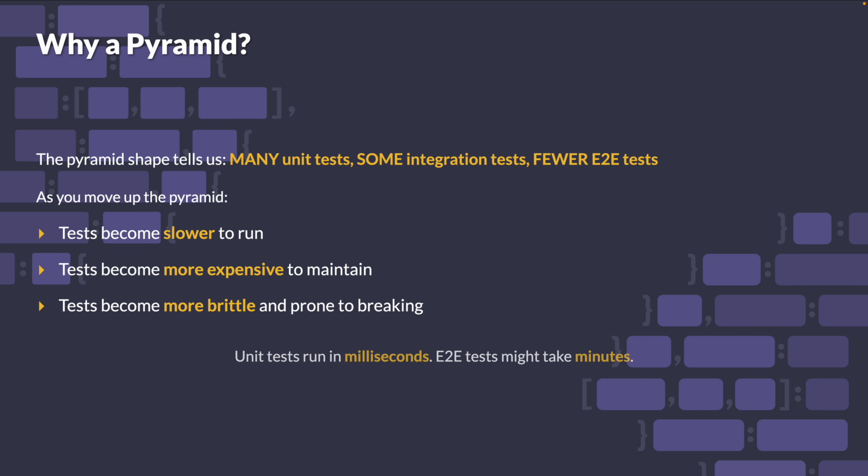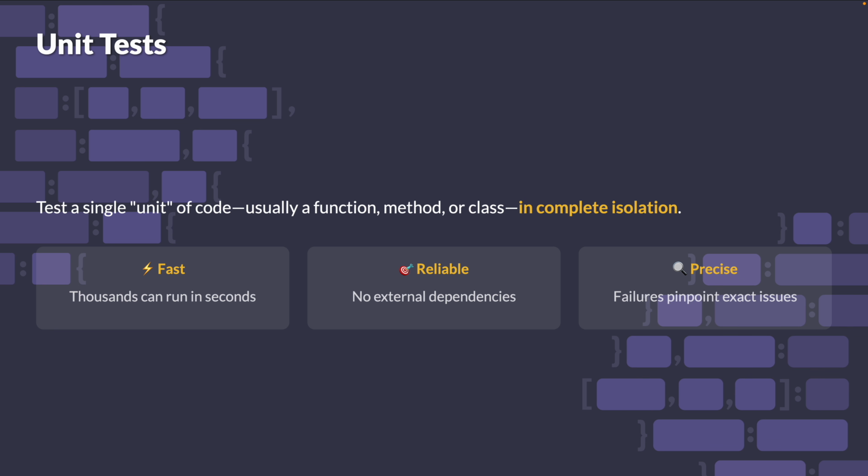So why a pyramid? The pyramid shape tells us something important. We should have many unit tests, some integration tests, and even fewer end-to-end tests. Because as you move up the pyramid, tests become slower to run, more expensive to maintain, and more brittle and prone to breaking. Unit tests run in milliseconds. E2E tests might take minutes. Let's look at each level in detail.